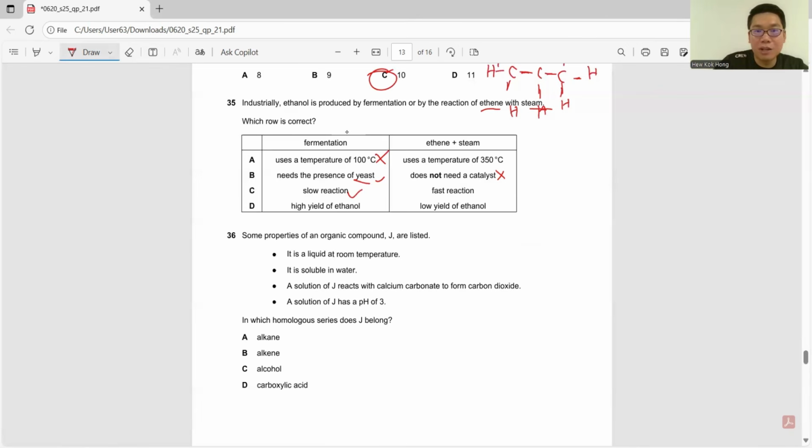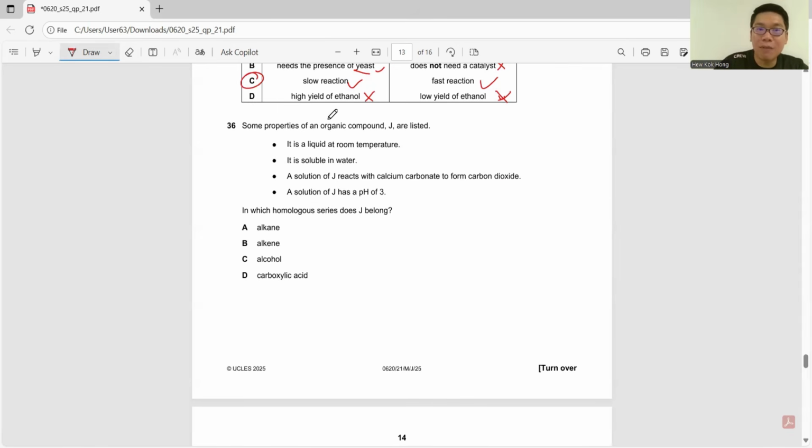And then it's a slow reaction versus a fast reaction. C is perfectly correct. D says fermentation is high yield. No, it's very low yield, and the other one is high yield. So the answer is C. B is partially correct, but not fully correct.